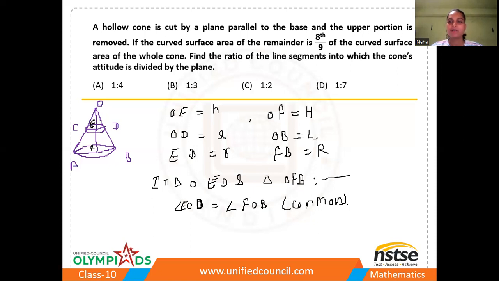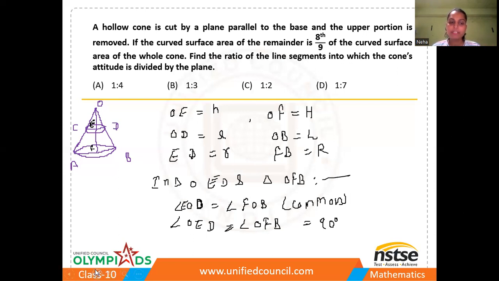Okay, now, two triangles have 90 degrees, right? So triangle OED and triangle OFB, angle OED and angle OFB. These two angles are equal to 90 degrees, right? So if two angles are equal in the two different triangles, then by angle similarity, these two triangles are similar to each other, right?